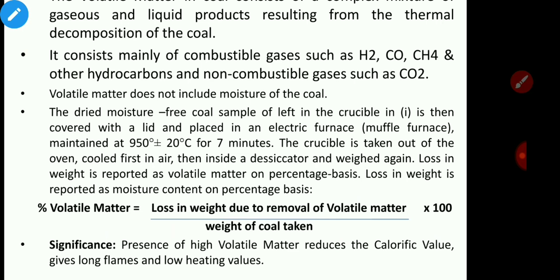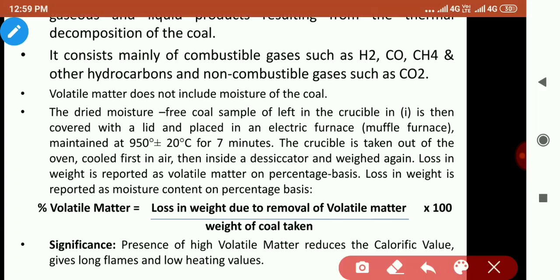And again, significance or importance, we must consider that presence of high volatile matter reduces the calorific value. जैसे कि मॉइस्चर कंटेंट ज़्यादा होगा तो कैलोरीफिक वैल्यू कम हो जाती है, वैसे ही अगर वोलेटाइल मैटर या कंटेंट भी ज़्यादा होगा तो वोलेटाइल मैटर की वजह से कैलोरीफिक वैल्यू कम हो जाती है.